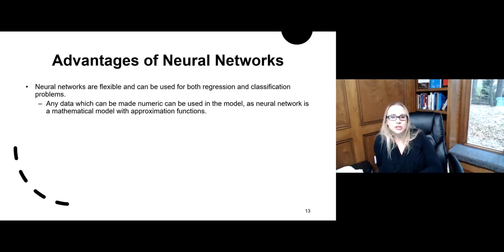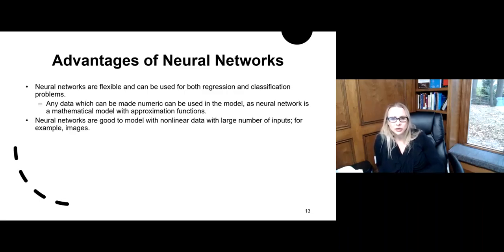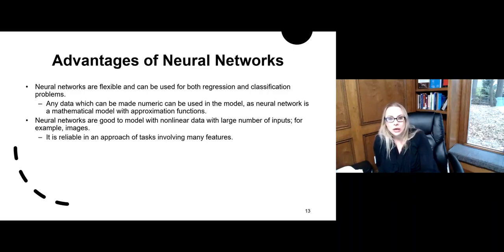Now let's talk about some advantages of neural networks. So neural networks are flexible and can be used for both regression as well as classification type problems. And any data that can be made into a numeric value can be used in this model, since neural networks are mathematical functions with approximation functions. Neural networks are good to model nonlinear data and with a large number of inputs. So for example, if you're looking at images, which have a lot of different inputs, it would be a really effective method for that. It's also a reliable approach involving many features. So if we have many features, it can be effective for that.